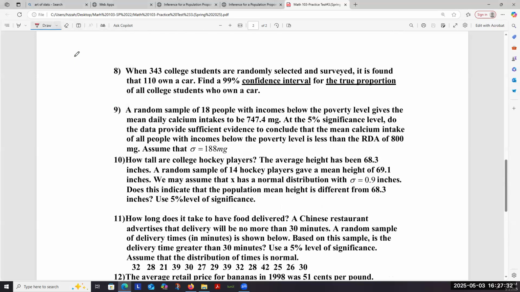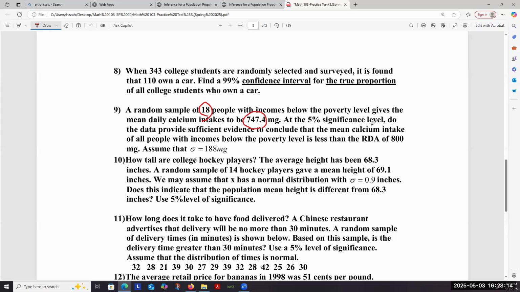So the situation is that some information about the sample would be given. Look at this one, number 9. We have a sample of 18 people. This is the sample size. Their income is below poverty level, and the daily calcium intake on average is this one. So basically, the sample size is equal to 18 and the sample mean is 747.6 milligrams, at a 5% significance level.